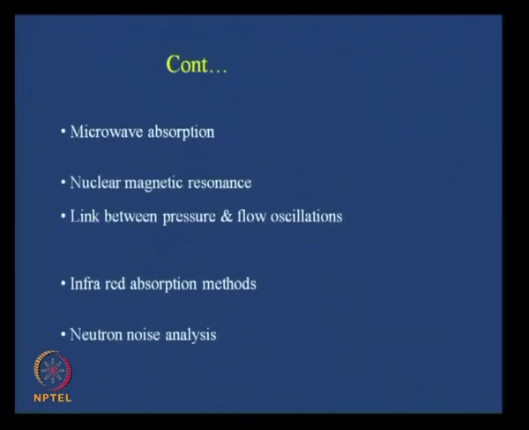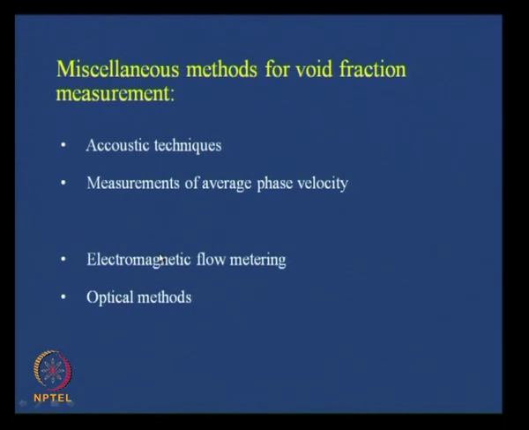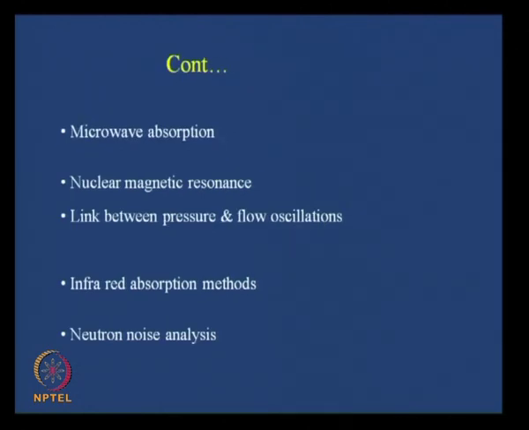So, these were the different techniques that are used. There are acoustic techniques, there are optical methods. Then definitely measurement of average void fraction either by radioactive tracer or electromagnetic flow metering devices. Then there are other radiation absorption techniques which can be microwave absorption, infrared absorption, nuclear magnetic resonance, neutron noise analysis, and so on and so forth.